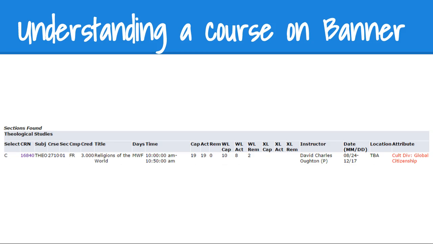There are a total of 19 spots in the course, with 18 of those spots actually filled, meaning there are 0 spots remaining. This class does have a wait list with 10 spots, and there are 8 spots that are already taken up on that wait list, so it's pretty full and would be a hard class to get into. The instructor is Dr. Otten. The class will go from August 24th to December 17th. Location is still to be announced. And there is an attribute on this course, so we want to make sure that we understand what that attribute means. So let's go ahead and find out more information.